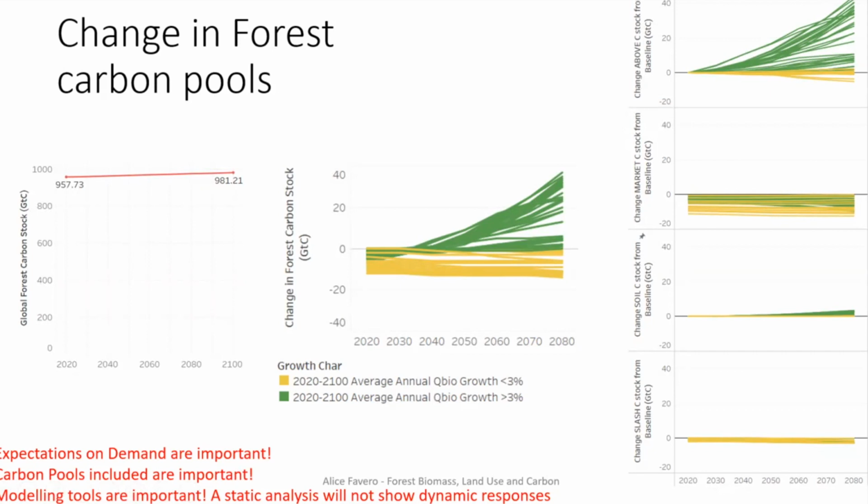What carbon pools you are including is also extremely important. If you look only at the carbon in forest up here, then it's always increasing. But if you look also at market carbon, then you have some trade-offs. And finally, the other extremely important thing is that modeling tools are important. A static analysis, like the one we tried to mimic with the yellow lines, does not take into account dynamic responses, which are part of reality. So they cannot be ignored.